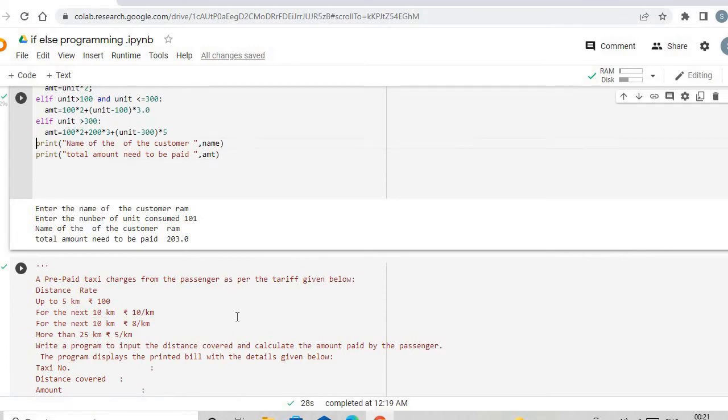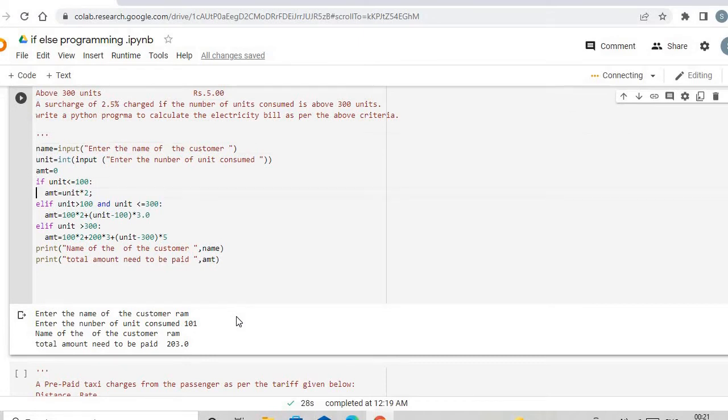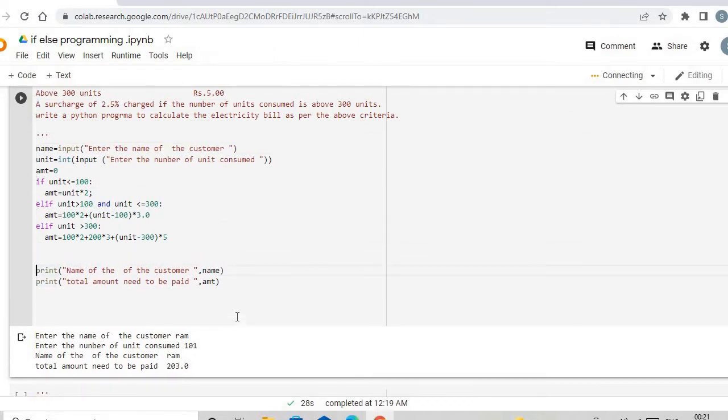I think we have made one mistake in the program, that we did not use the surcharge, right? Now let me add the surcharge here. Sometimes it happens that we forget to add something. If the units consumed are above 300 units, a 2.5% surcharge is to be added. So we have to add the 2.5% surcharge. With what? With the total amount that is calculated. So the total amount is this one. With this we have to calculate a surcharge.